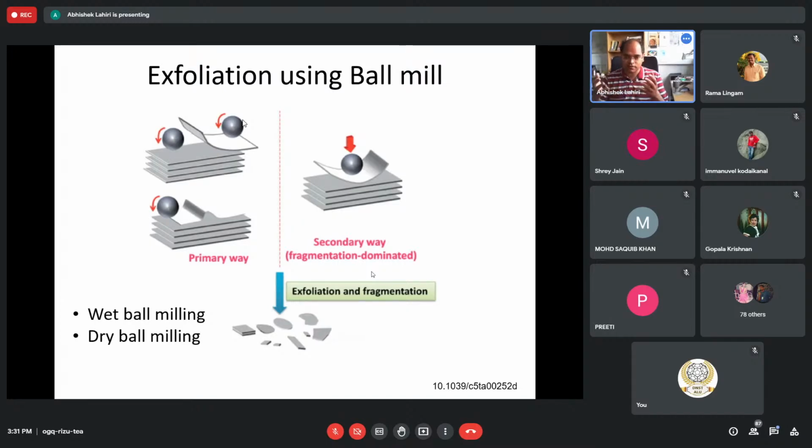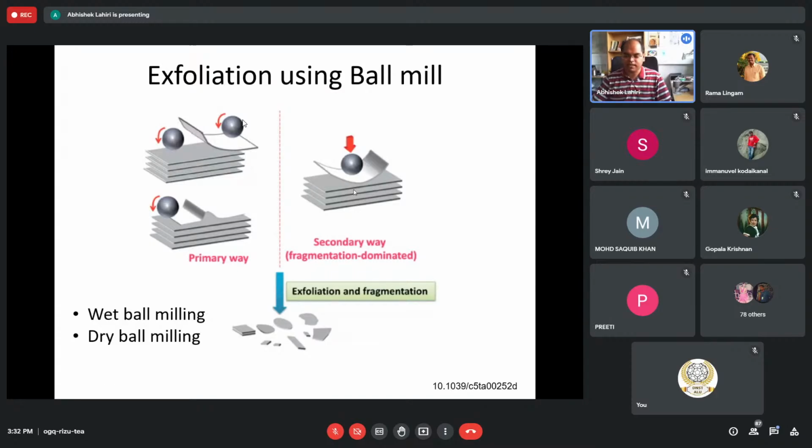In case of two-dimensional structure or exfoliation into different fragments, there are only two ways. One, you apply normal force. What happens when you apply normal force? You're bending this material from the top, or you're bending the top layer and then overcoming the van der Waals forces. The second, you're applying a shear force which basically moves away these fragments. So this is the primary way in case of ball mill. This is the secondary way in case of ball mill.